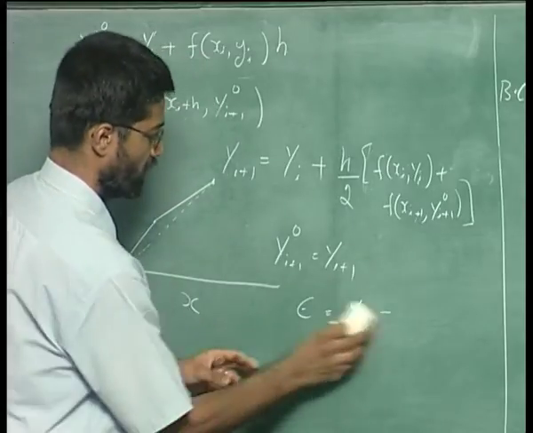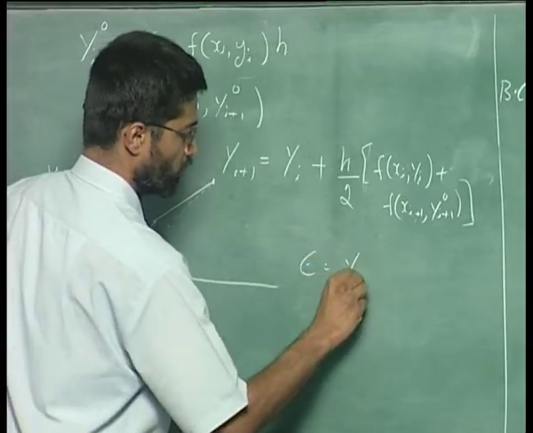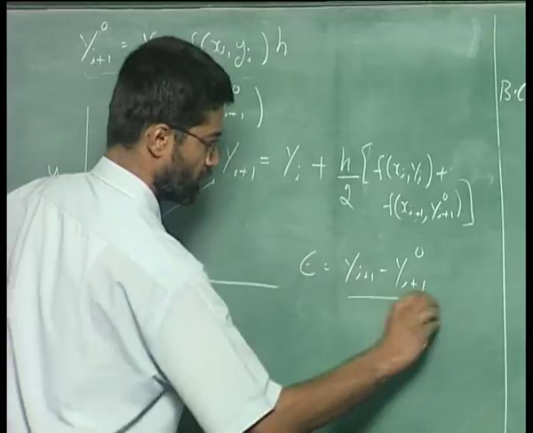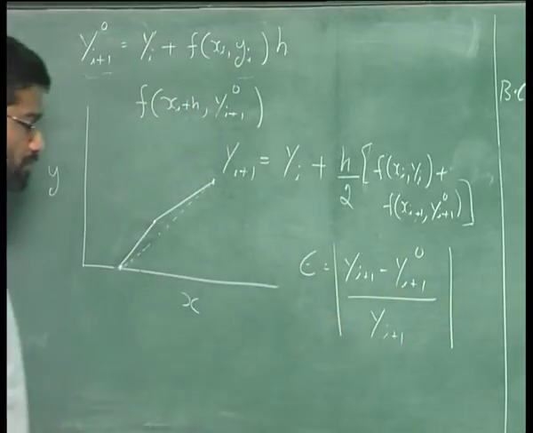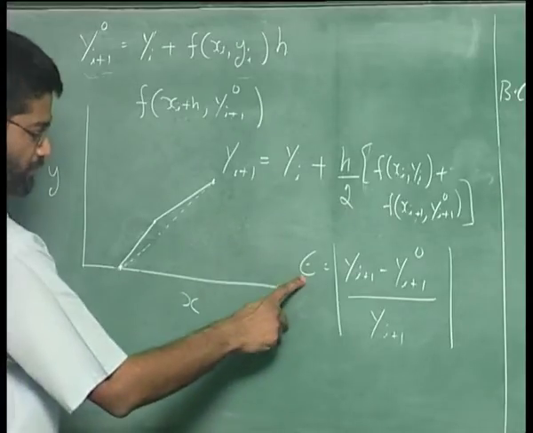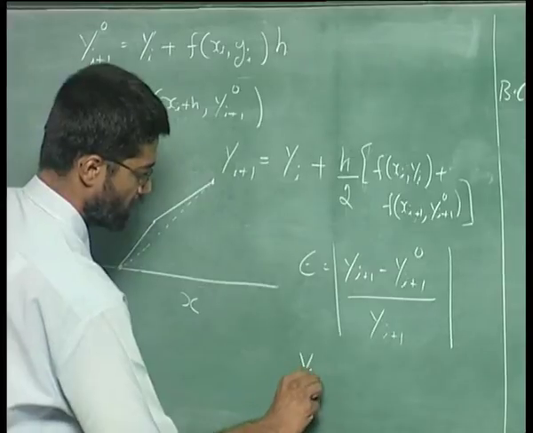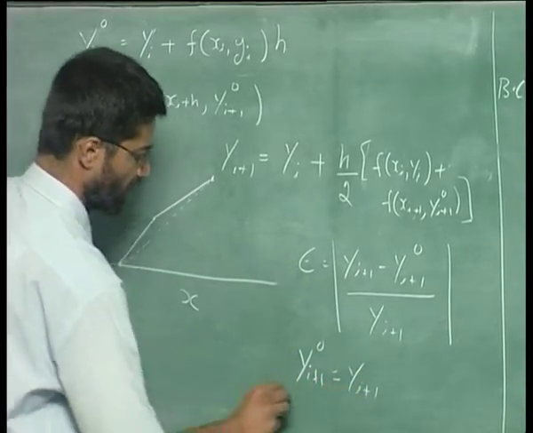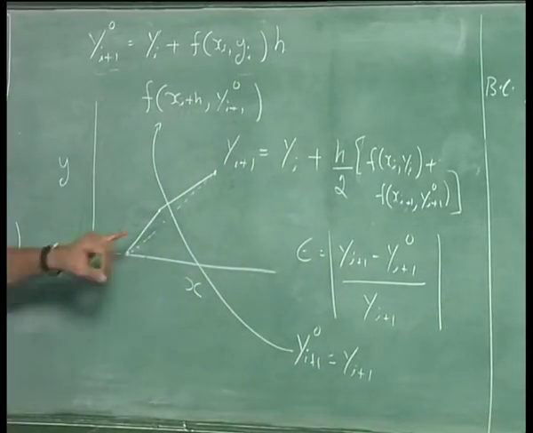So the next step would be to look at the difference, that is epsilon as the modulus of (yi+1 minus yi+1 0) divided by yi+1. Now if epsilon is not equal to 0, then I replace yi+1 0 by yi+1, and I go back from here to here again. So that's what I would do.